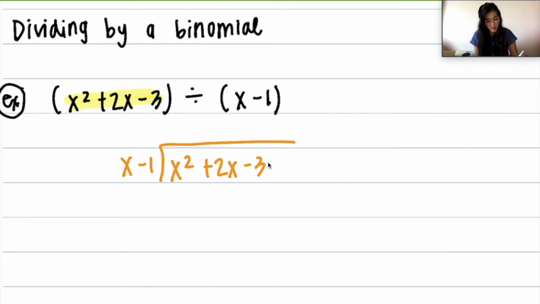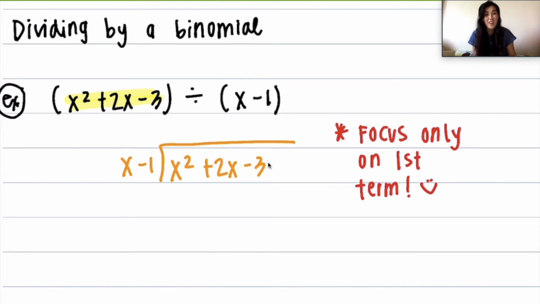And so I will make that note here. All right, so don't worry about this minus 1. Just focus on this x right now. And the idea is going to be the same. So as you divide, you're going to say, okay, x times what gives me this x squared? So hopefully you would say x.